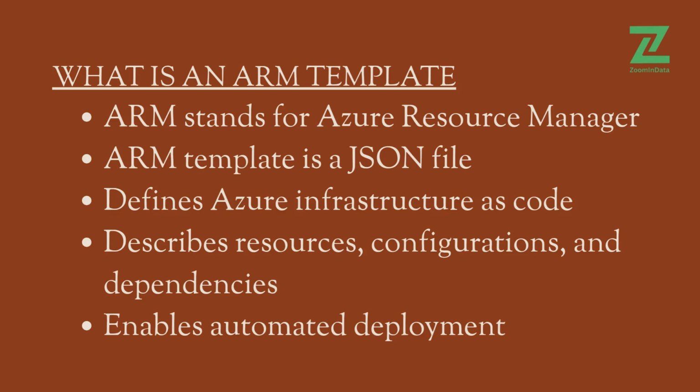ARM stands for Azure Resource Manager. An ARM template is a JSON file. It defines Azure infrastructure as code. It describes resources, configurations, and dependencies between resources. It enables automated and repeatable deployment of Azure services, including Azure Data Factory.